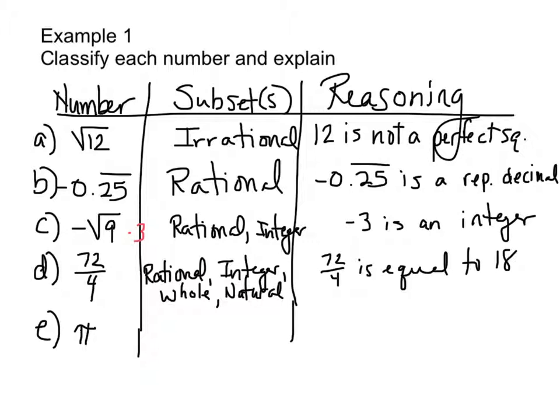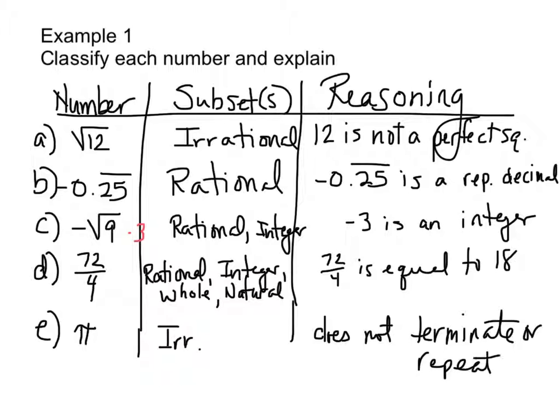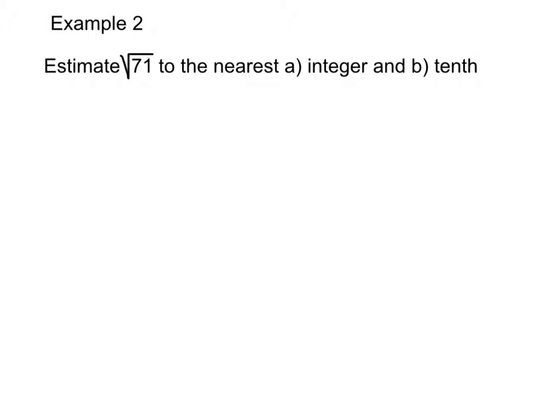And the last one is pi. Pi is irrational. Why is pi irrational? Because if you write it as a decimal, it does not do either of two things. It does not terminate or repeat. Therefore, it's irrational.